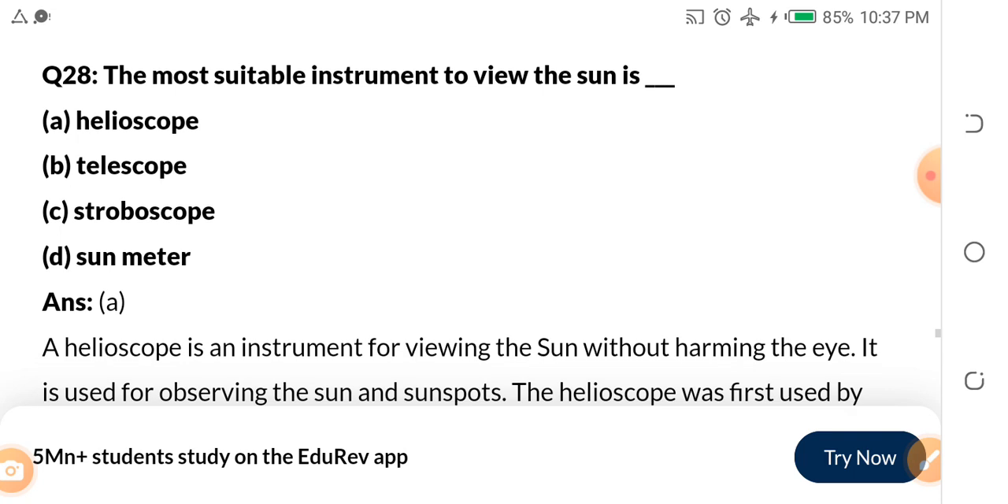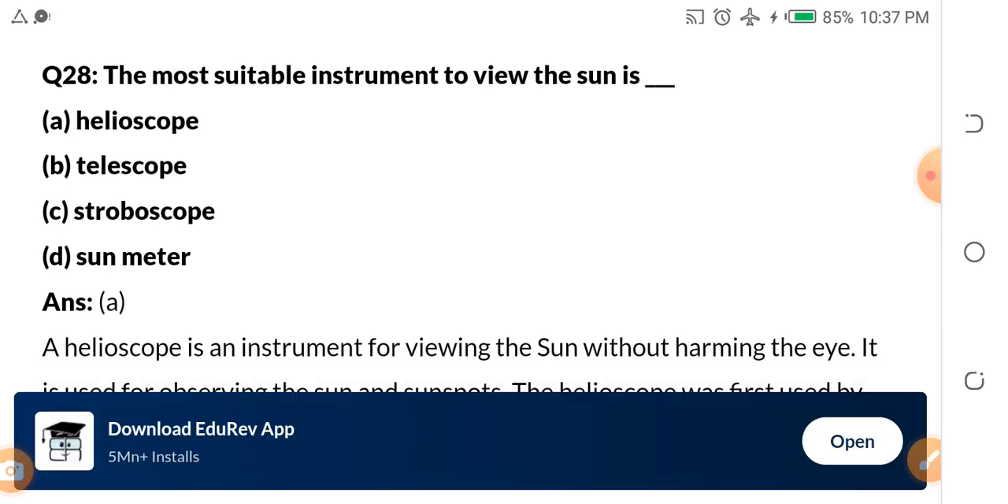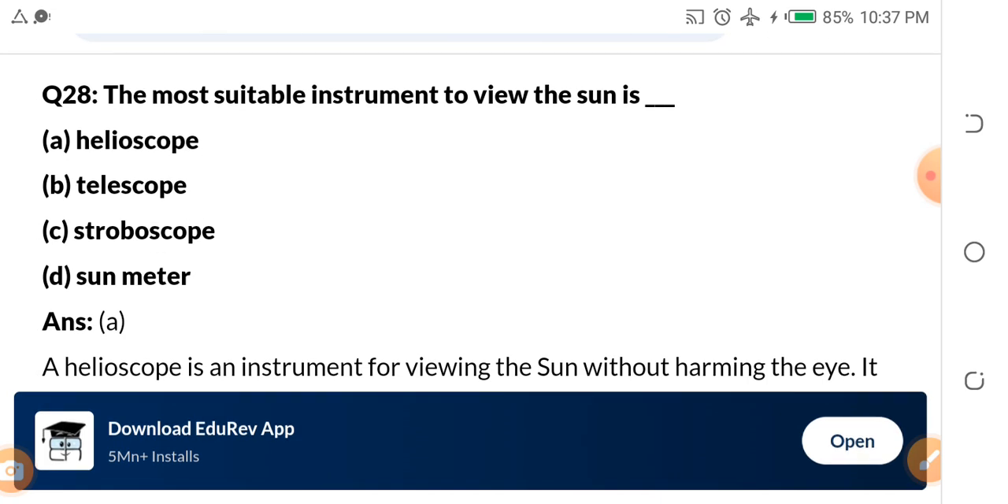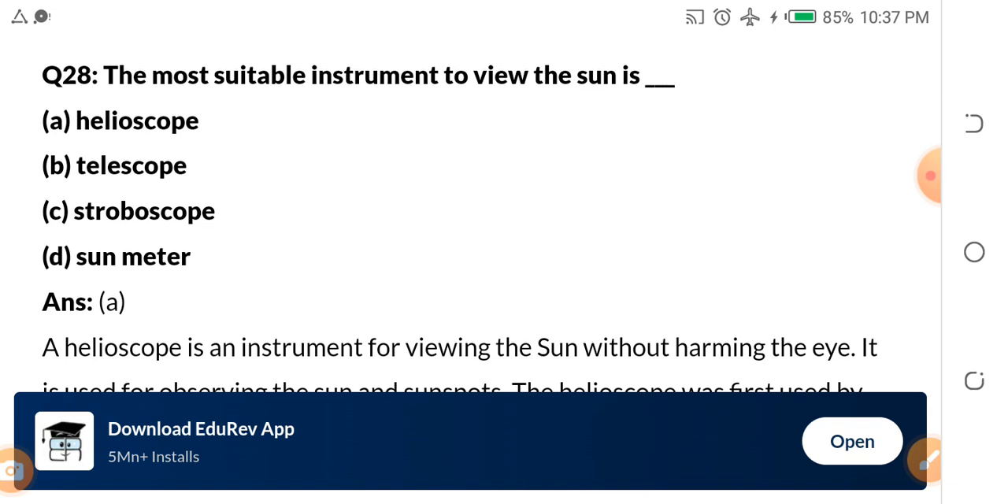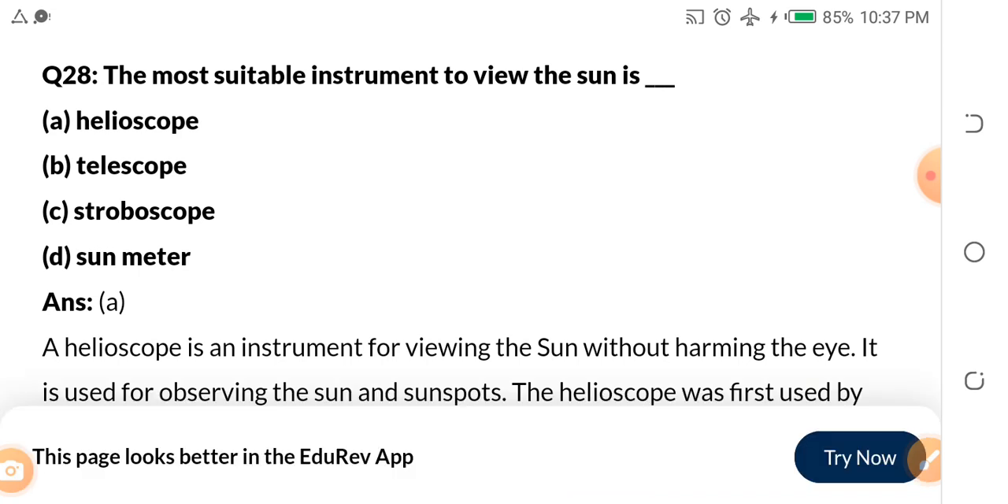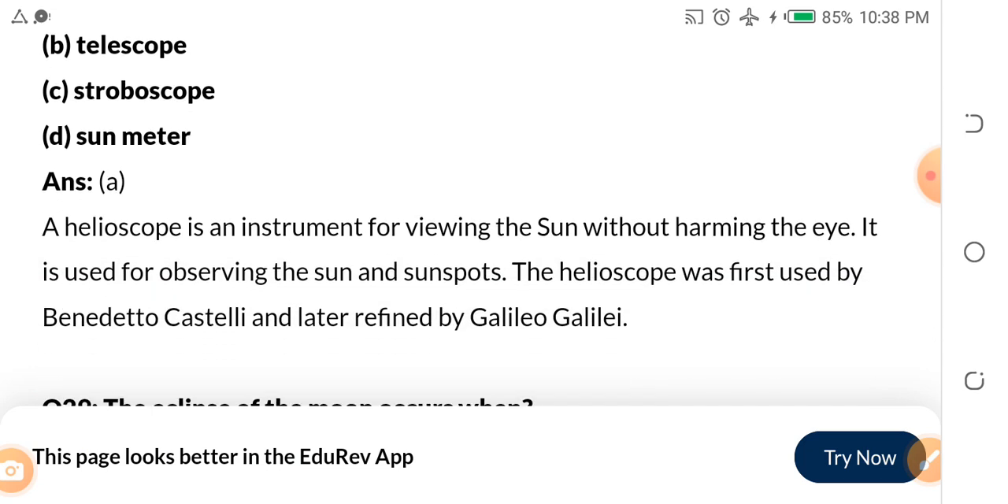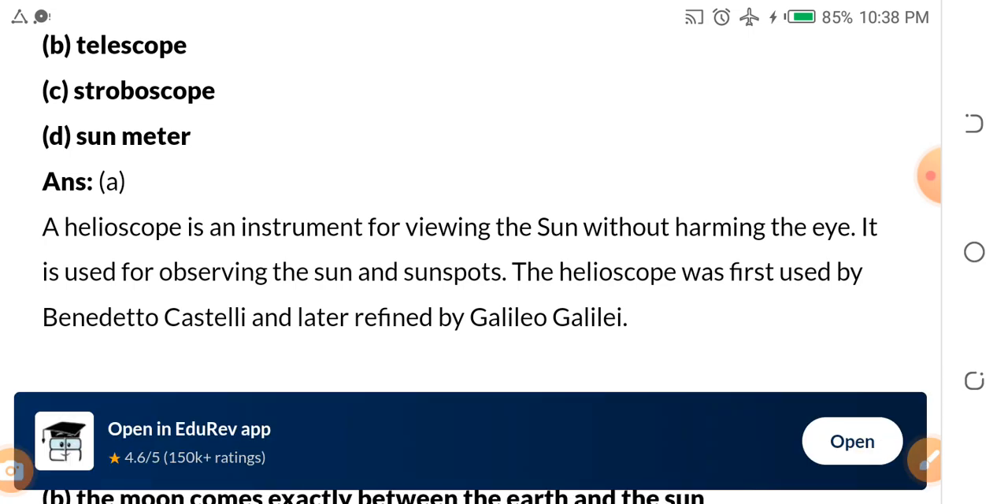The most suitable instrument to view the sun is dash. A, helioscope. B, telescope. C, stroboscope. D, sun meter. The suitable instrument is helioscope. A helioscope is an instrument for viewing the sun without harming the eye. So if you want to view the sun, the recommended instrument is what? Helioscope.